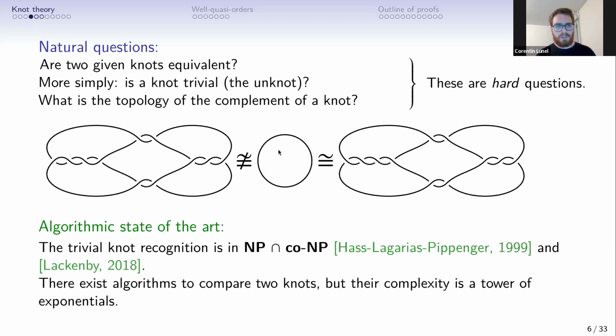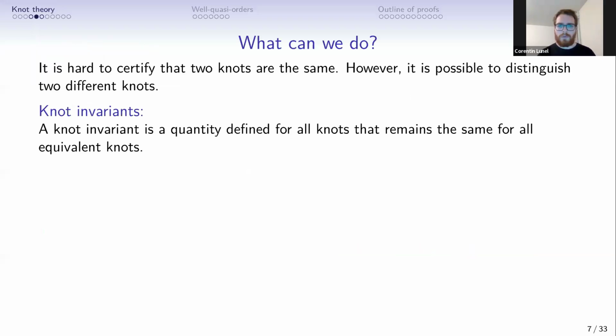For the general question, are two given knots equivalent? We have an algorithm solving this question, but the complexity is incredibly high. It's a tower of exponentials, and it's called elementary recursive. So it's also hard for a computer to answer these questions. So what can we do? It's hard to certify that two knots are the same. However, it's more feasible to distinguish two different knots.